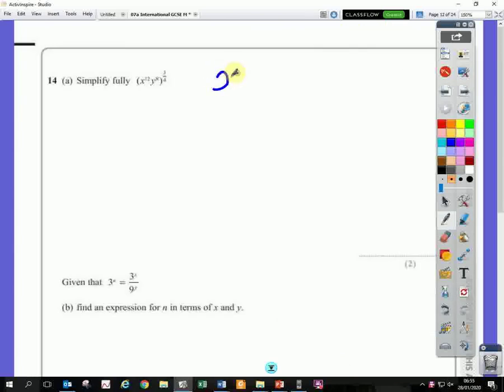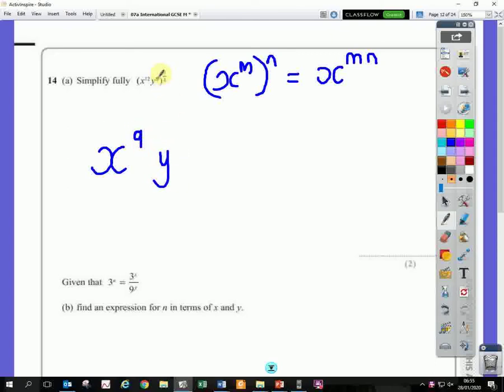This next question uses a law of indices, which is x to the power m to the power of n is x to the power of mn. So if we do x to the power, so it's 12 times 3/4. Okay, type that into the calculator, 12 times 3/4, and that's 9. And then y, and then 8 times 3/4 is 6.